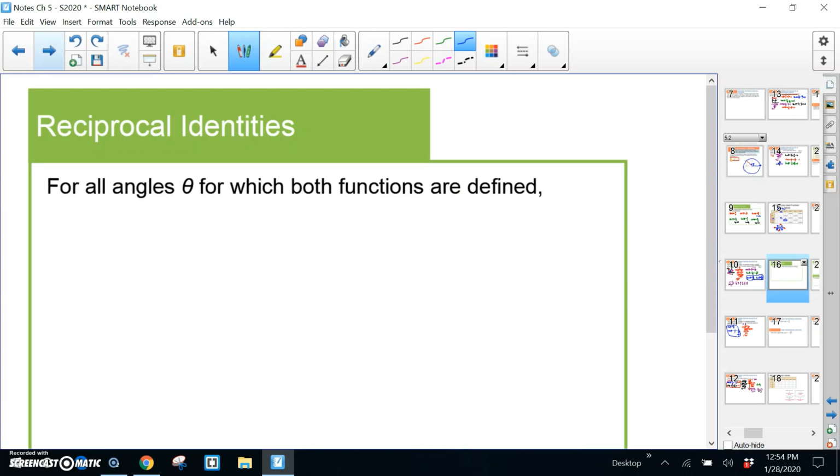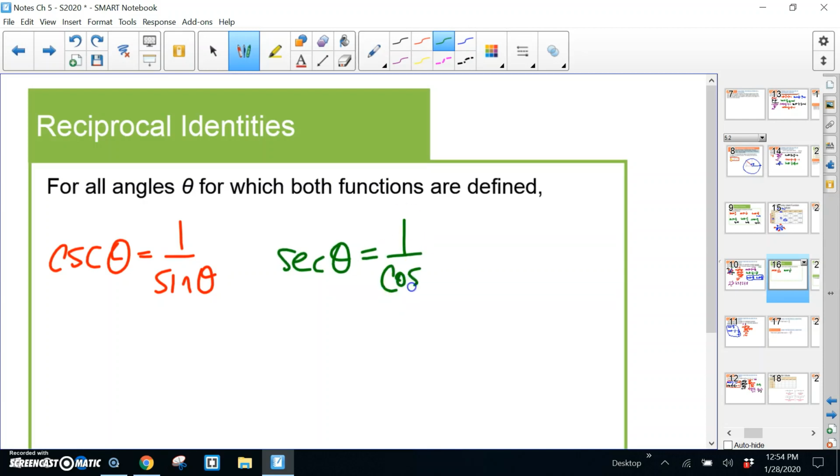Reciprocal identities. So this is kind of how you're going to remember them. Cosecant theta is the reciprocal of sine theta. And secant theta is the reciprocal of cosine theta. And cotangent theta is the reciprocal of tangent theta. So just remember, those are the reciprocals. Cosecant and sine go together because they're reciprocals. Secant and cosine, cotangent and tangent. They are reciprocals of each other.